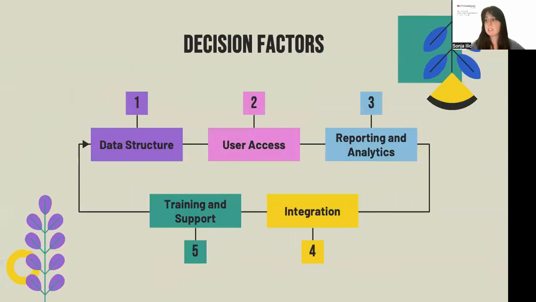What kinds of things do we need to consider when we want to make a change? Well, for starters, you need to consider what kind of structure your data is going to have if we change it to a relational database. We also need to consider what users will have access to it. We want to know what kind of reporting and analytics we want to derive from it, as well as to be able to integrate it with what you've already got. Furthermore, even though it does have a smaller learning curve than object-oriented databases, there will still need to be some training and support if you make the change.